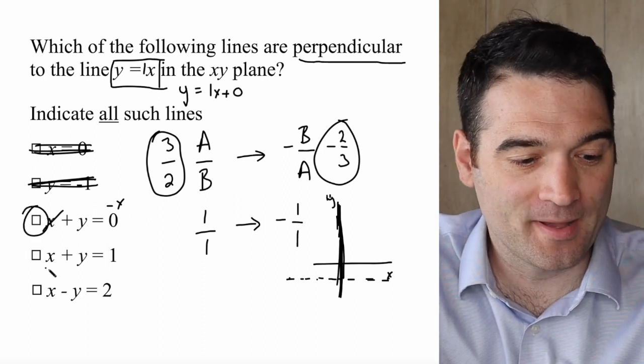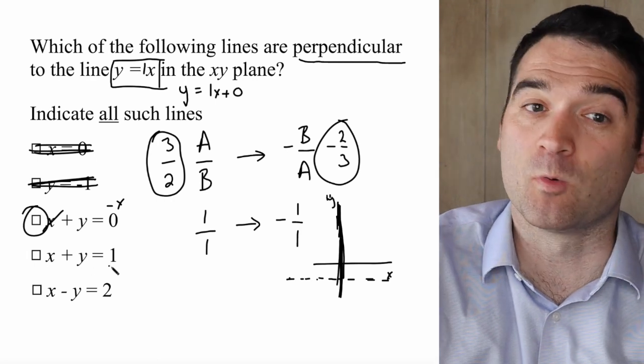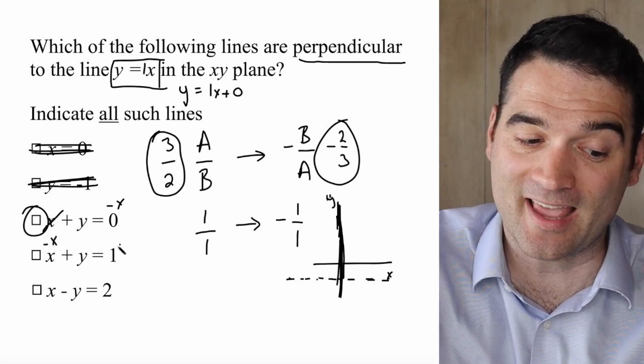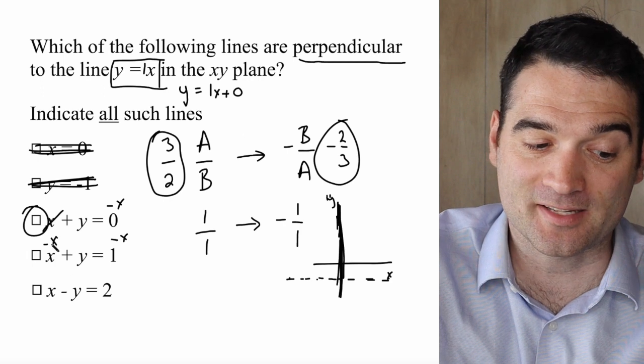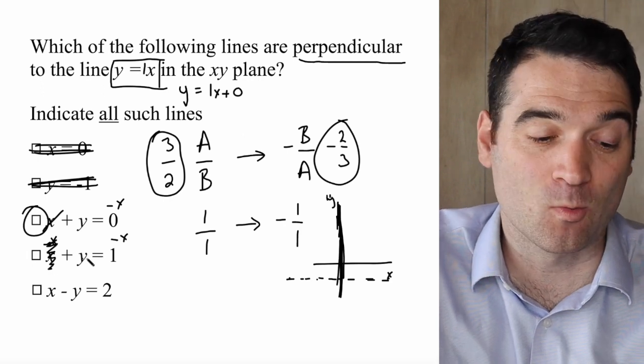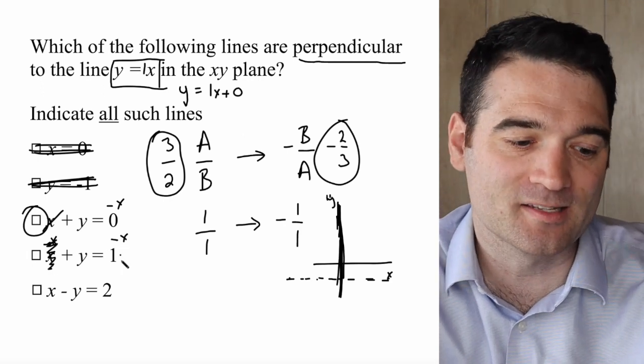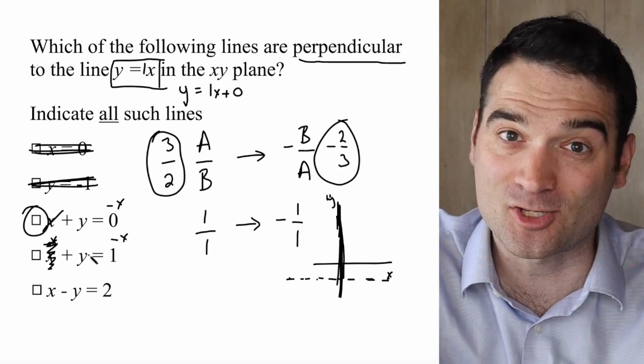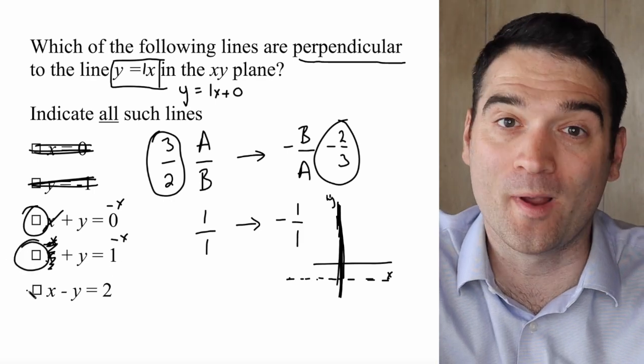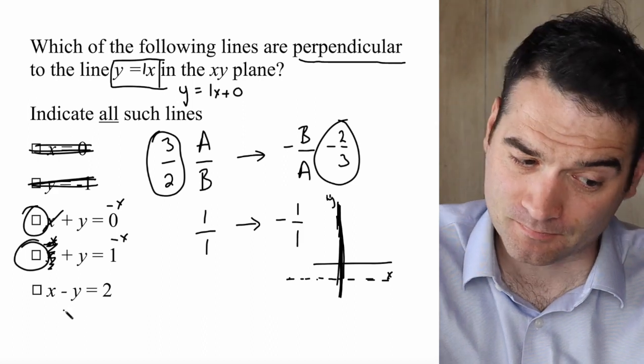All right, how about this one? x plus y equals 1. Well, same deal. I'm going to subtract x from this side and from that side. And what I get is y equals negative 1x plus 1. So once again, the slope is negative 1. Winner.